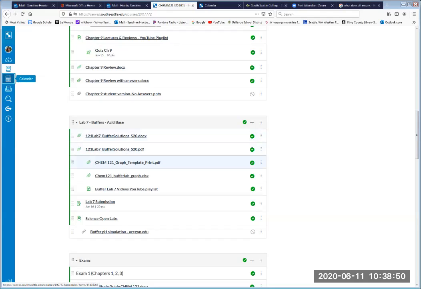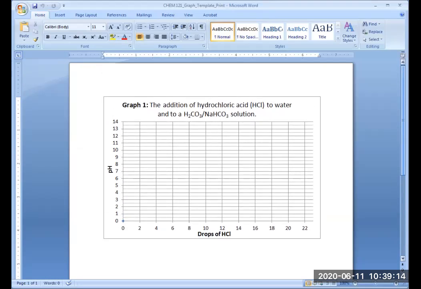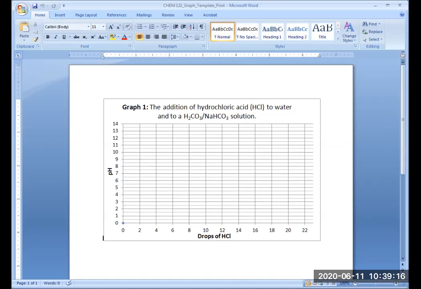And here, the graph template for printing. Yes, it has to be a PDF because that's something you would print. So let me show you what it looks like. It's just a blank page with a graph. That's it. It shows you exactly what you need to have for the x-axis.